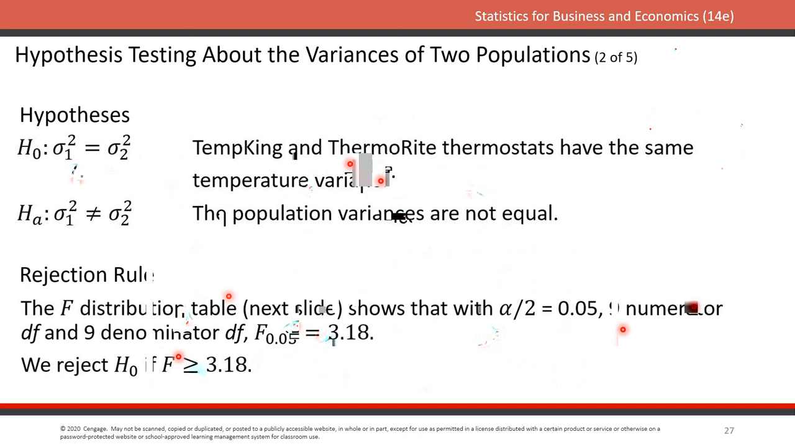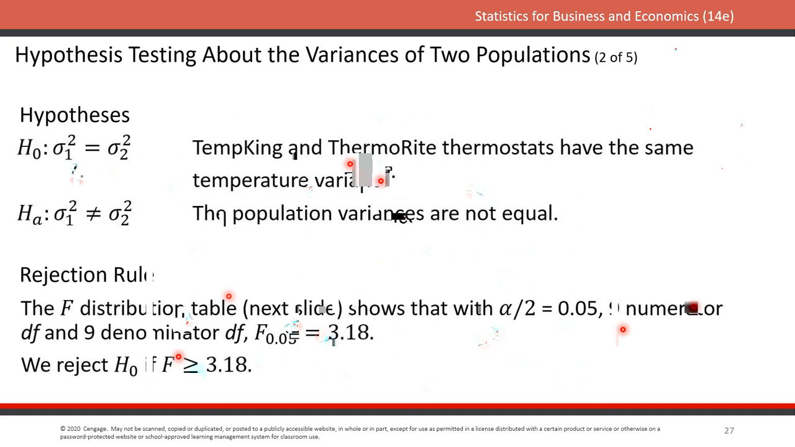Now my cutoff was 3.18, so because 2.53 is on the left side, the fail to reject region of that picture, I'm going to fail to reject the null hypothesis. That is to say, I don't have enough evidence from this sample to claim that the variance between Temp King's and Thermarite's thermometers are different at the population level. So recall, all of our statistical conclusions are regarding the population level.